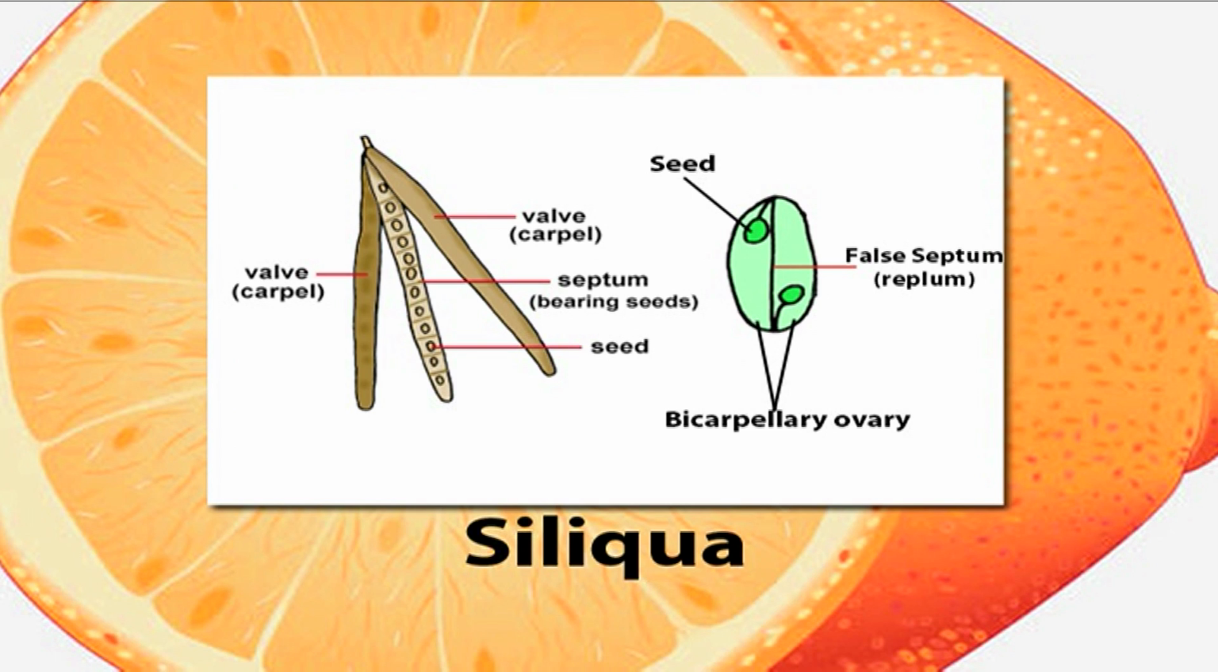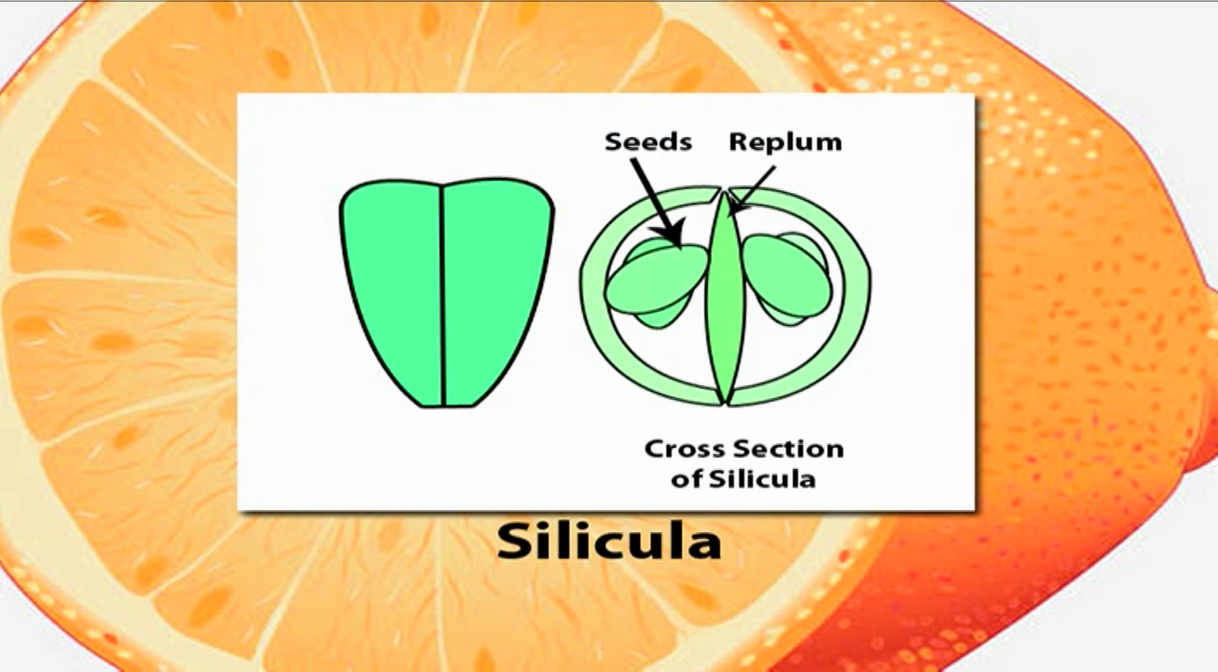It is a dry, dehiscent fruit derived from a bicarpellary ovary which is initially one-chambered, but subsequently becomes two-chambered due to formation of a false septum. The fruit dehisces along both sutures from the base upwards, valves separating from the septum and the seeds remaining attached to the replum. The fruit is narrower and longer, at least 3 times longer than broad. Example, Brassicaceae. Silicula or silicle. Fruit is similar to siliqua but shorter and broader, less than 3 times longer than broad.